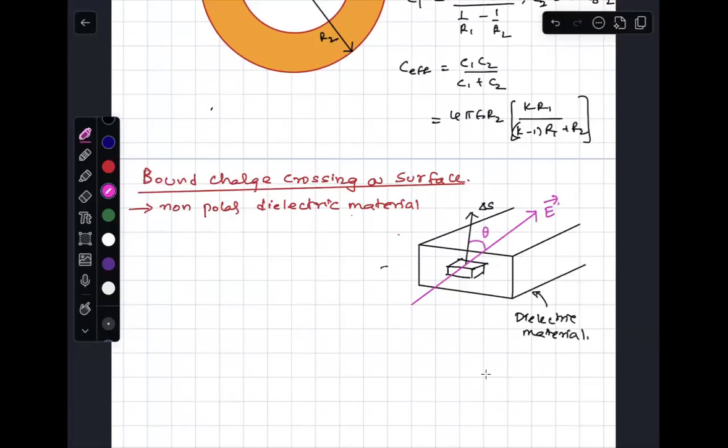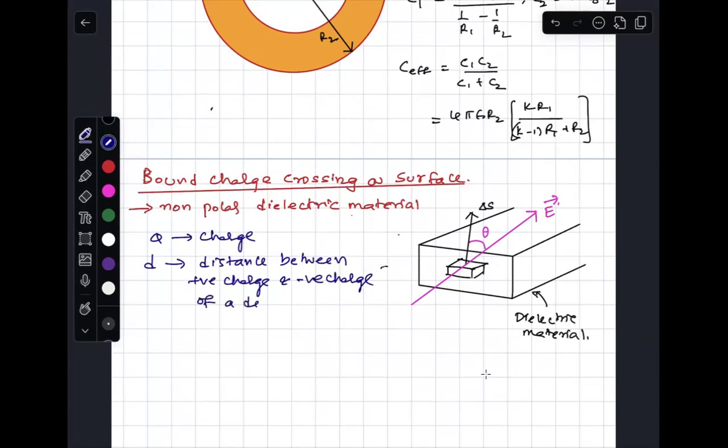Now we consider Q is charge, d is distance between positive charge and negative charge of a dipole. I think till here there is no doubt. If someone asks me what is the dipole moment of a molecule, you will simply say Qd. Till this point, any doubt?